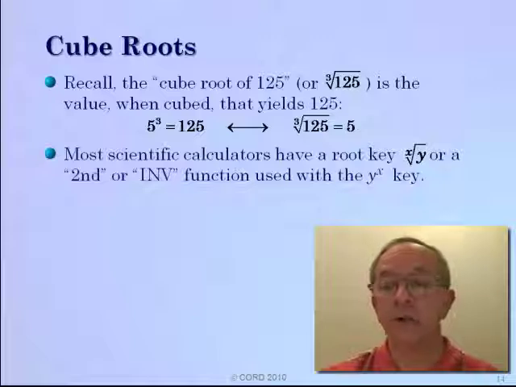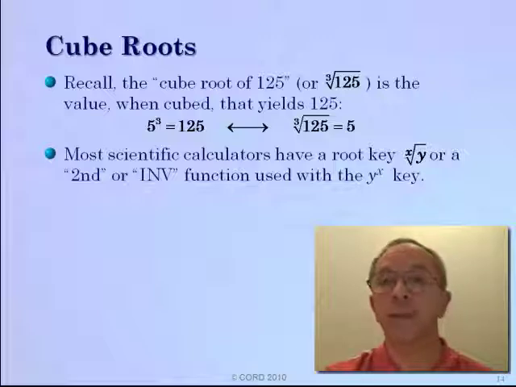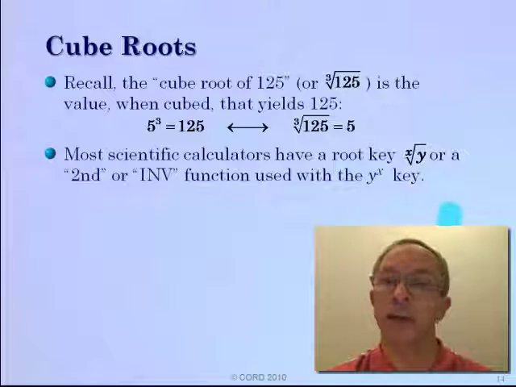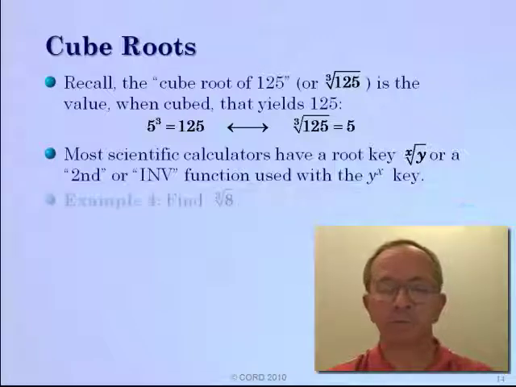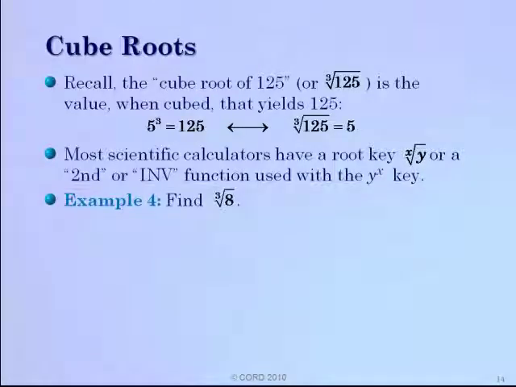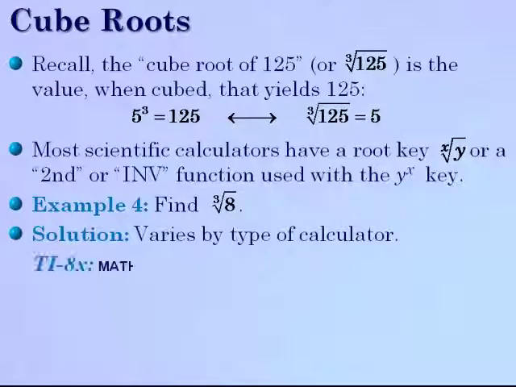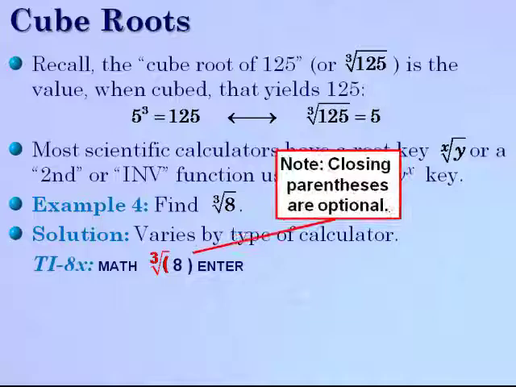Most scientific calculators have a root key on them, like x root of y, or an inverse function that will be used with the y to the x key. The undo operation for y to the x would be the x root of y. For example, let's find the cube root of 8 and see if we know how to do that. Well, it's going to vary by the type of calculator you have. Again, with the TI-80 series, you'll have to press the math button. Then you'll see the cube root function is on there.